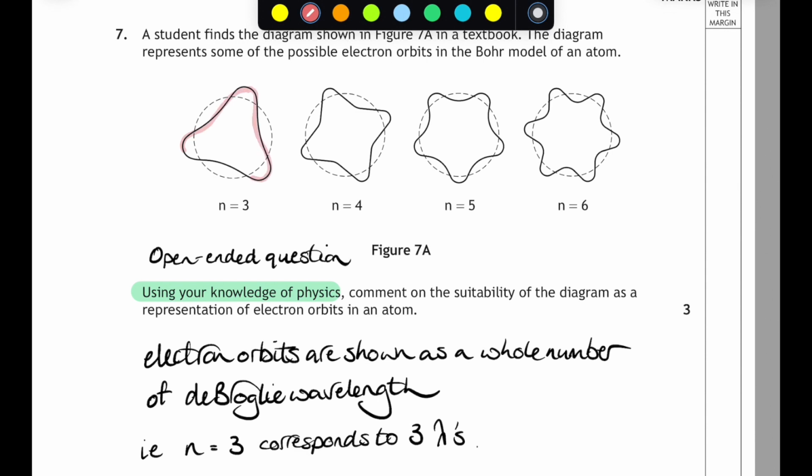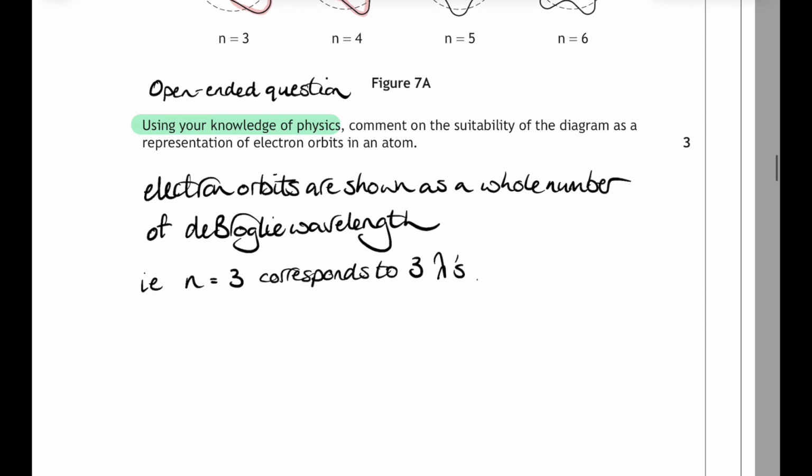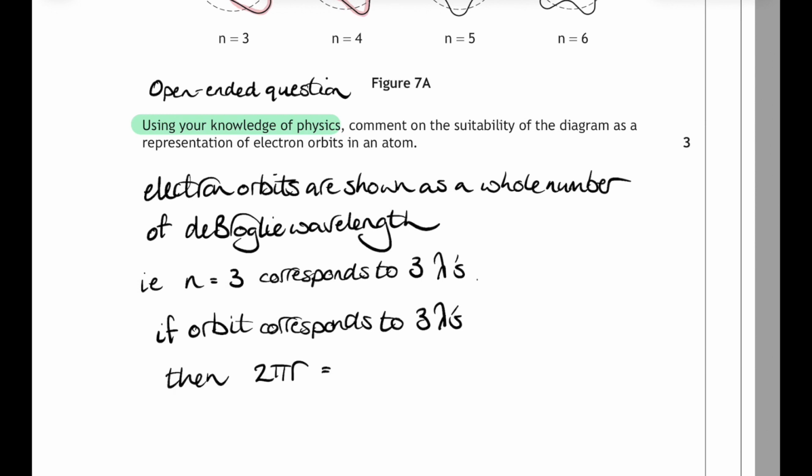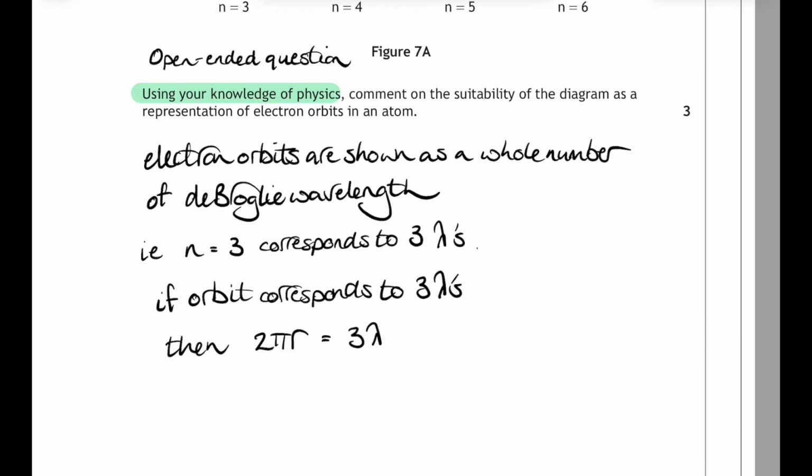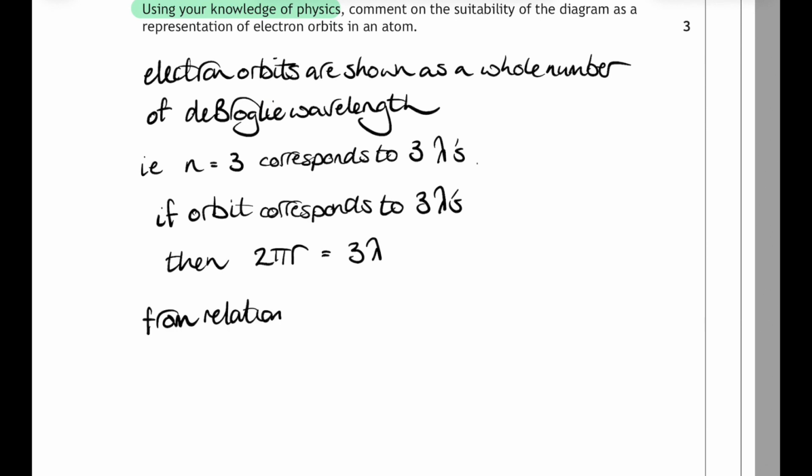If I trace round the path, you'll see there's 3 peaks and 3 troughs in the n equals 3 orbit, and there's 4 whole wavelengths in the n equals 4 orbit. Now if we just think about the n equals 3 orbit, then we can write that the circumference of that orbit, 2 pi r, is equal to 3 whole wavelengths.